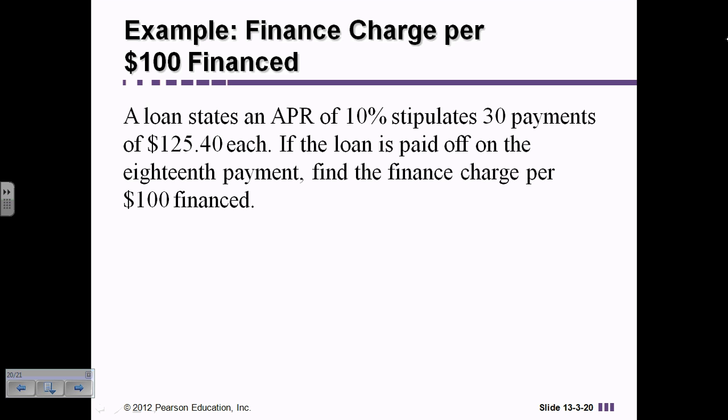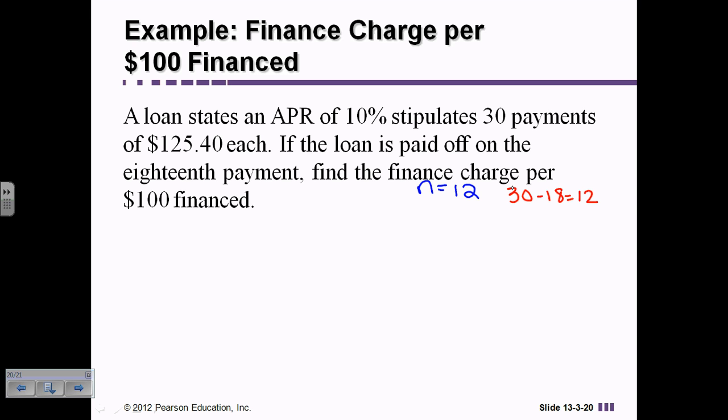So let's look at this problem. N is 12. N is the number of equal monthly payments remaining, and the reason it is 12 is because we're paying it off early. We're paying it off on the 18th payment. So I got this by doing 30 minus 18, which is 12.